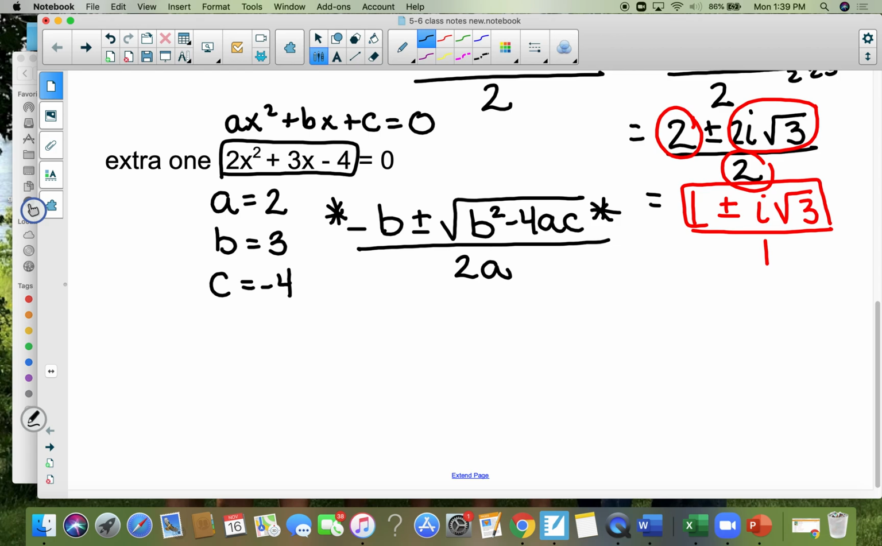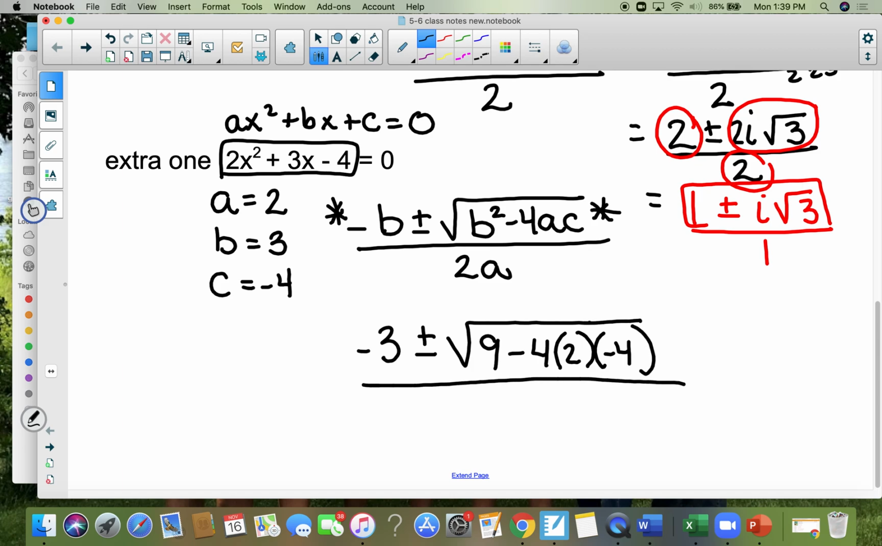So the opposite of b is a negative 3. Plus or minus the square root of 3 times 3 is 9. B squared is 9. Minus 4 times the a, which is 2, and times the c, which is a negative 4, all over 2a. Well, look what a is. A is 2, so 2 times 2 is 4.